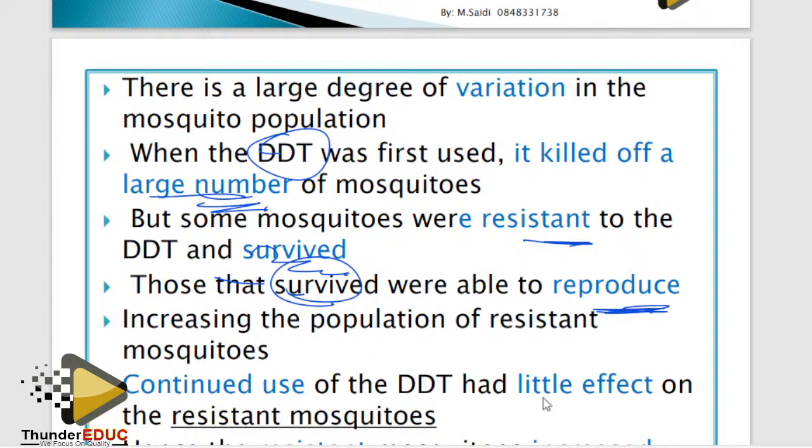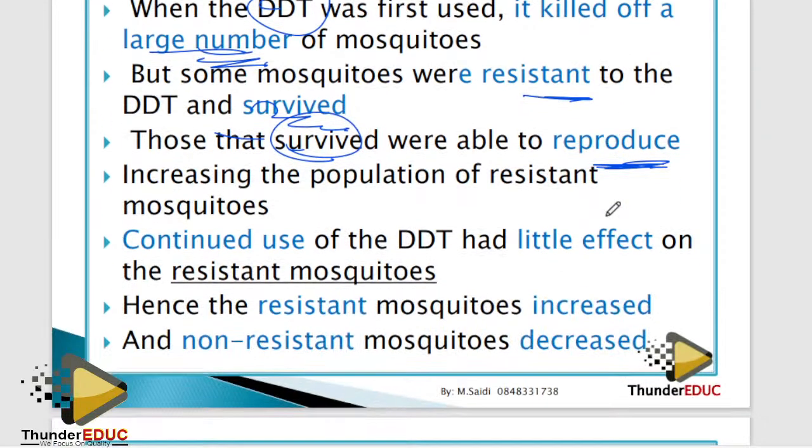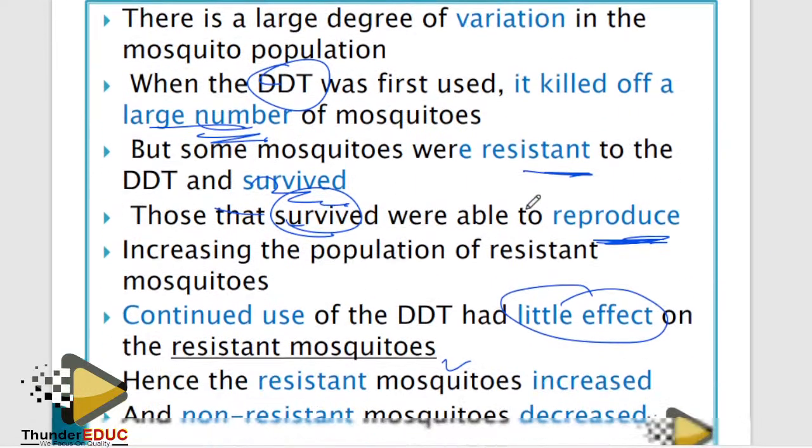The continued use of the application, ARVs, DDT, whatever the question is asking you about, will have little effect on those organisms, in this case mosquitoes. It could be bacteria or a virus. Hence, the resistance of the mosquito has increased. So basically, that's what you talk about. It's not a big deal, but let's know how to apply it.